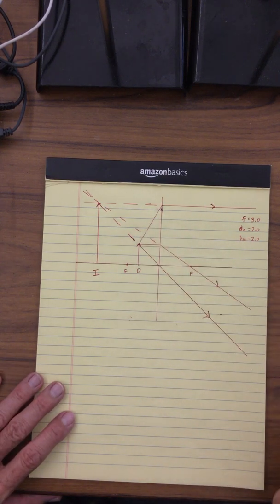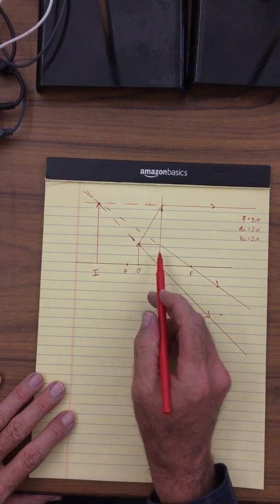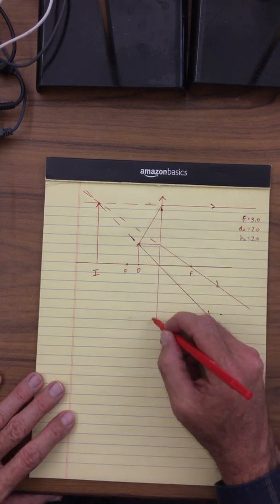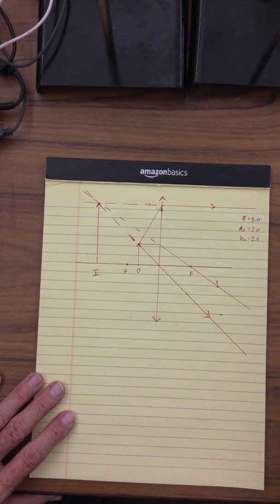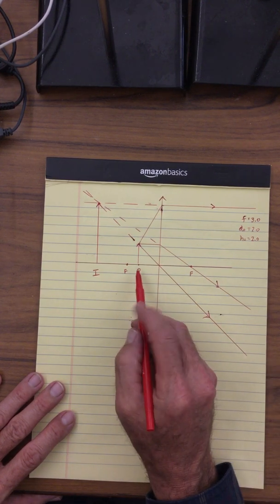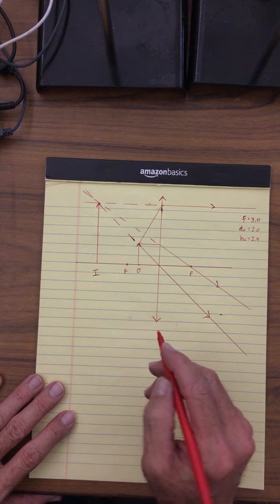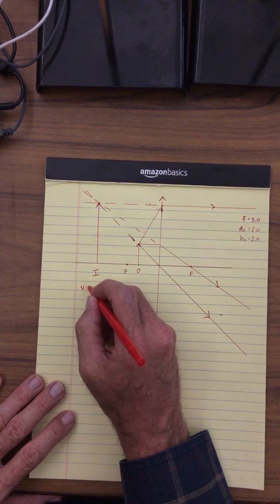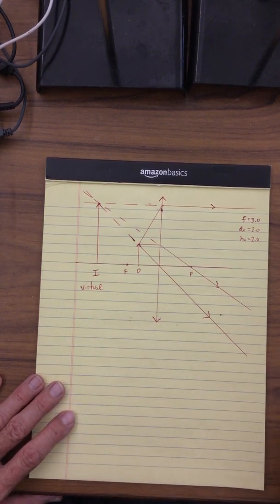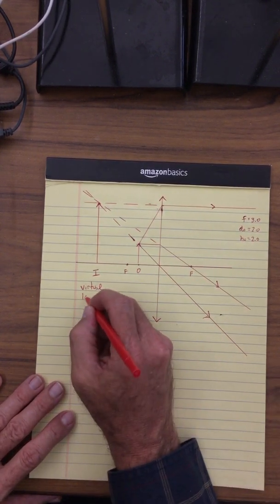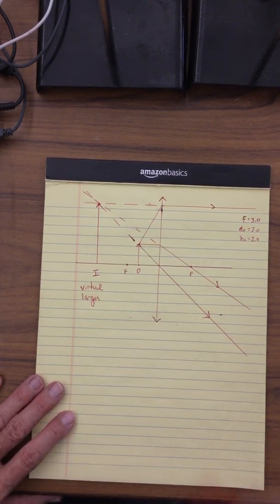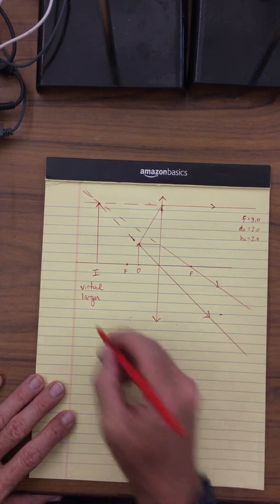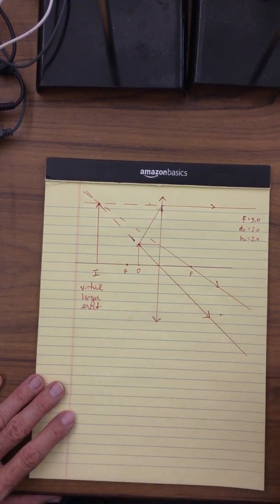So this is not a real image. When we are using a converging lens, and your object is on the inside of the focal point, we're going to get a virtual image because we used sight lines. It's a virtual image. It's larger, and it's not inverted. It's actually erect.